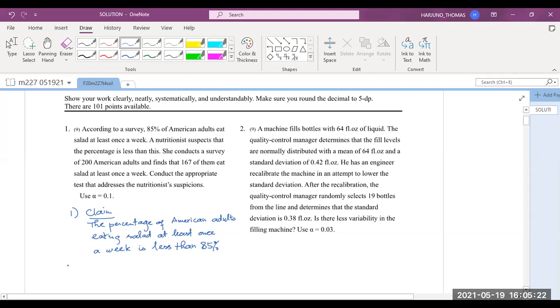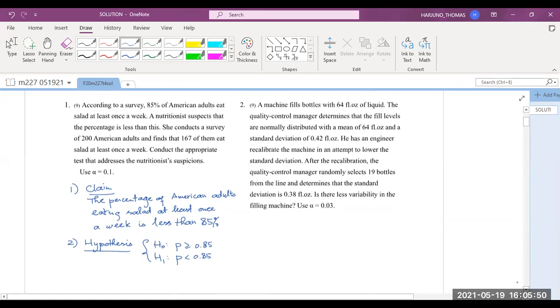Okay, in step 2, hypothesis. Null hypothesis, alternate hypothesis: p is less than 85%. Otherwise, the null is p greater than or equal to 0.85, or you can also use an equal sign for the null hypothesis. Now the claim is here. This is the claim. And from there you see that it's a left tail.